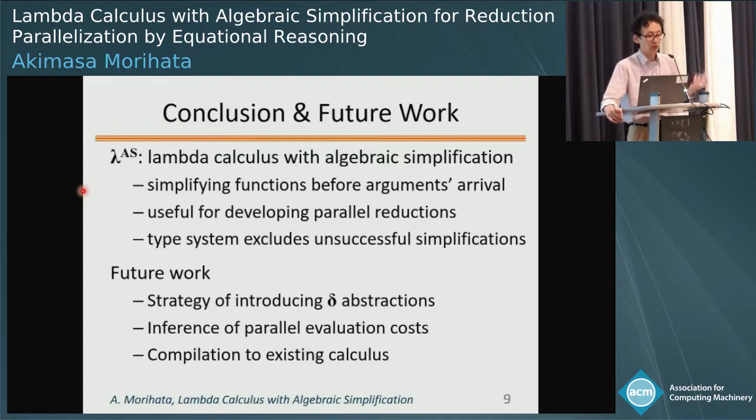And also, in order to support the development of efficient parallel reductions, we provided a type system that excludes somewhat useless cases of simplifications. But of course, that is not the end of our journey. The original motivation is, of course, to provide a powerful automatic parallelization method, but this calculus does not provide such a thing. In order to provide an efficient or powerful parallelization method, we should have some strategy of introducing delta abstractions. But currently, I have no idea about that.